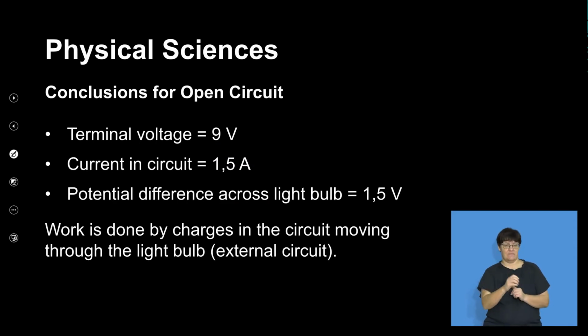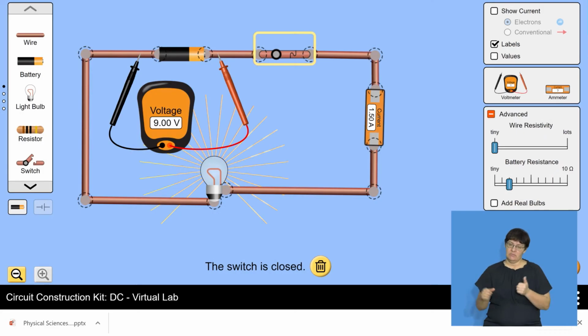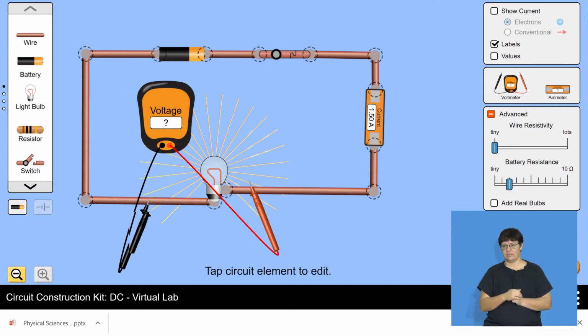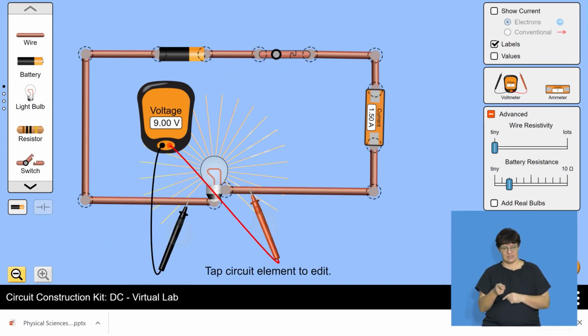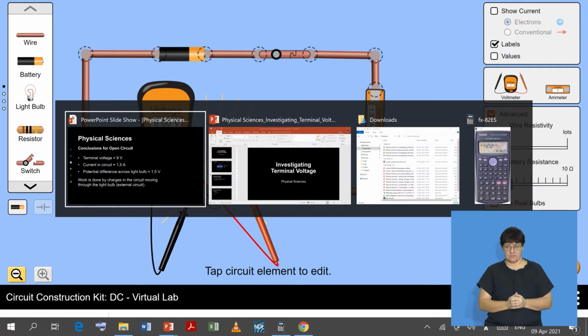Now, what conclusions can we draw from these observations? There is a terminal voltage of 9 volts across the battery while the switch is closed, and a current of 1.5 amperes. The potential difference across the light bulb is also something we can measure. We can go back to our simulation and measure the potential difference across the light bulb, which is the same as across the battery. So we will go back to that.